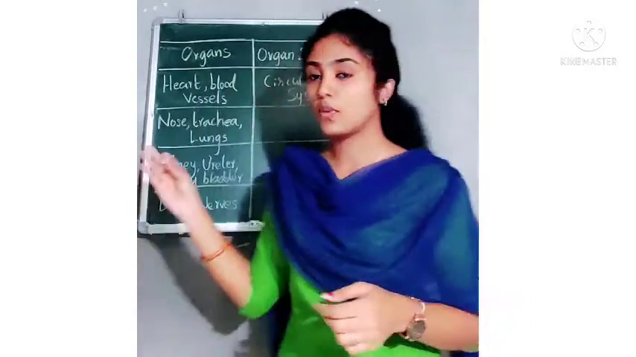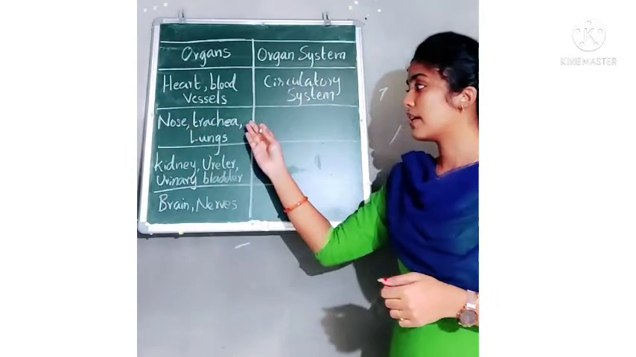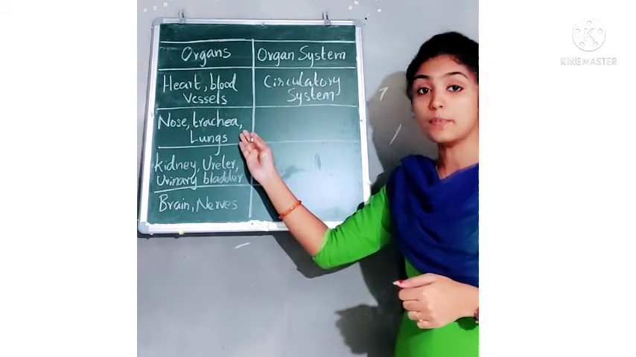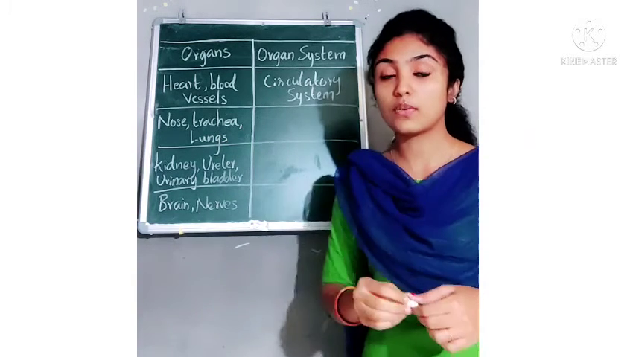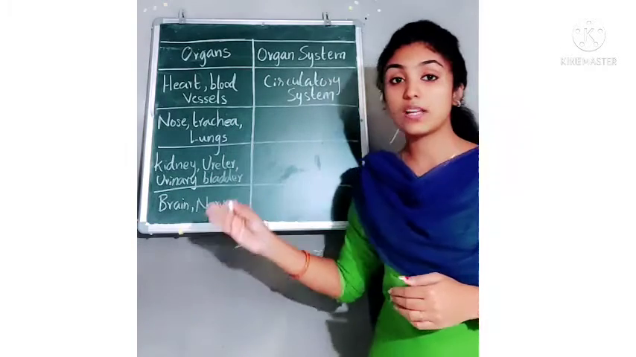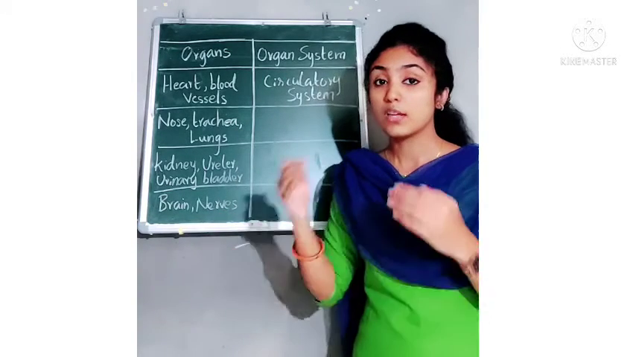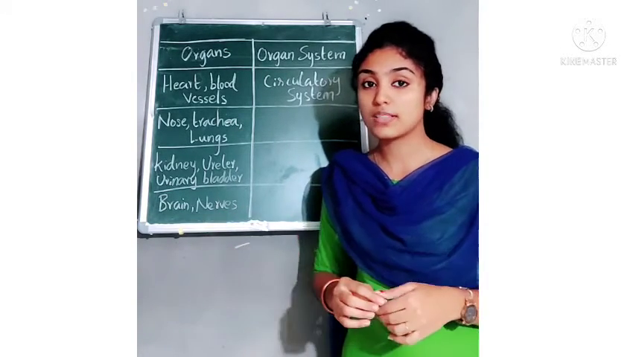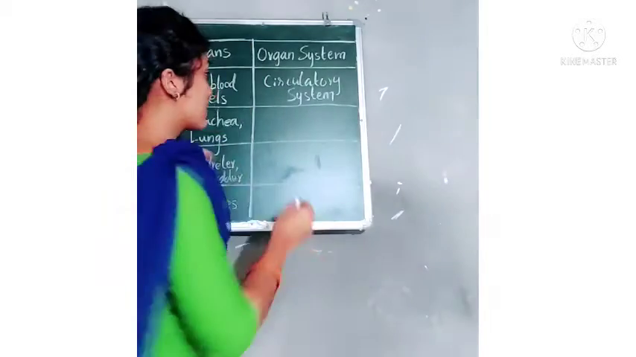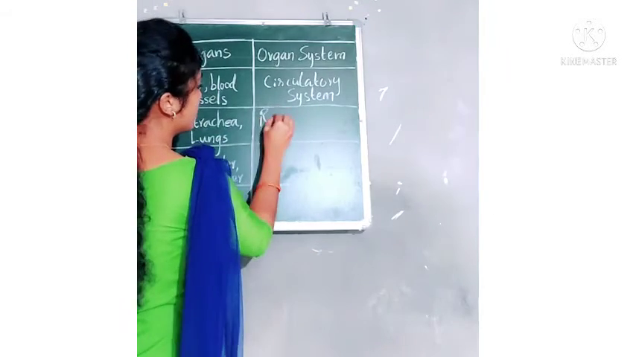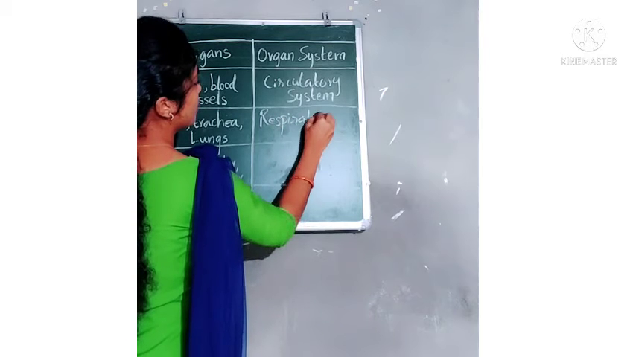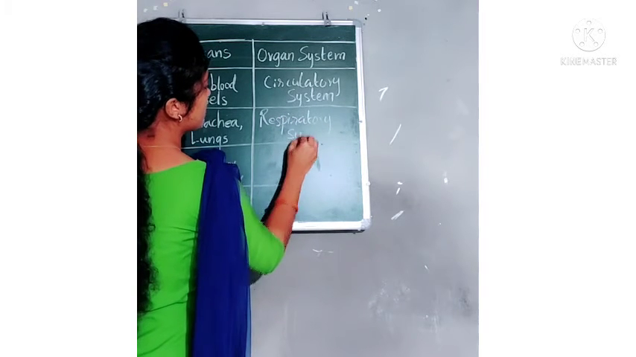Then the second one is nose, trachea and lungs. These are the names of some organs, and you have to find out the organ system associated with these organs. Which is the organ system associated with nose, trachea and lungs? Yes, respiratory system. So we shall write respiratory system.